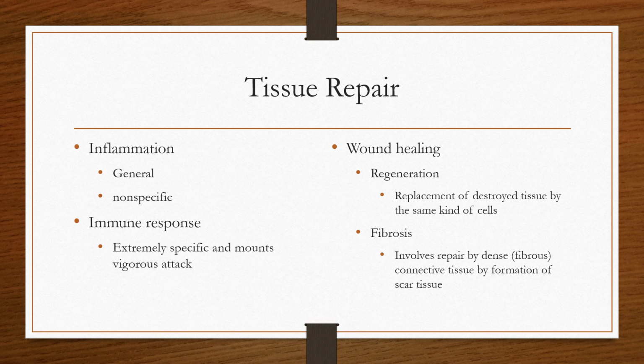It's when your immune system recognizes foreign invaders like bacteria, viruses, etc. We'll talk more in depth about that in chapter 12. Here, let's focus just on the actual repairing of the tissue, so wound healing. Ultimately, 2 things occur, regeneration and fibrosis. Regeneration is the replacement of that destroyed tissue, and fibrosis involves more dense connective tissue that helps form a scar.